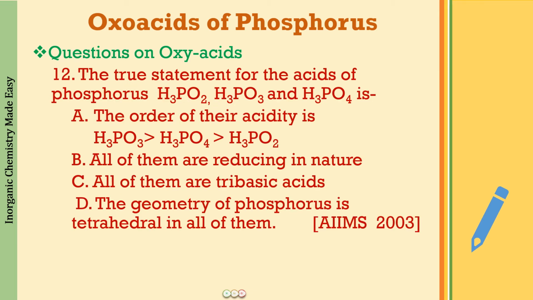The next question is an AIIMS 2003 question. The true statement for the acids of phosphorus H3PO2, H3PO3, H3PO4: the order of their acidity is going to be H3PO3, H3PO4, H3PO2. All of them are reducing in nature. All of them are tribasic acids. The geometry of phosphorus is tetrahedral in all of them. So attempt it and then look at the solution.